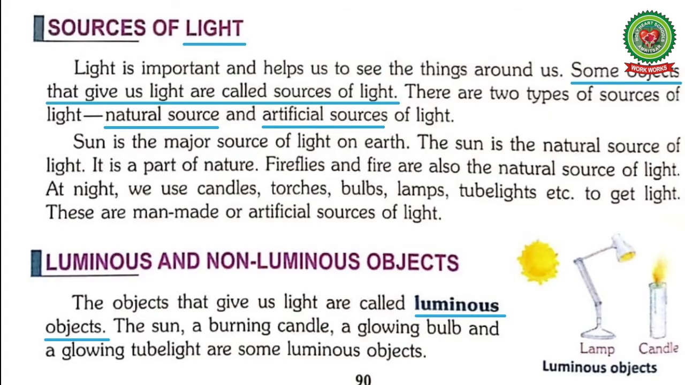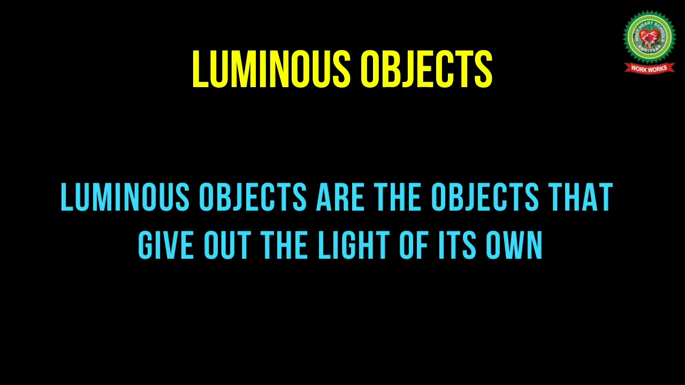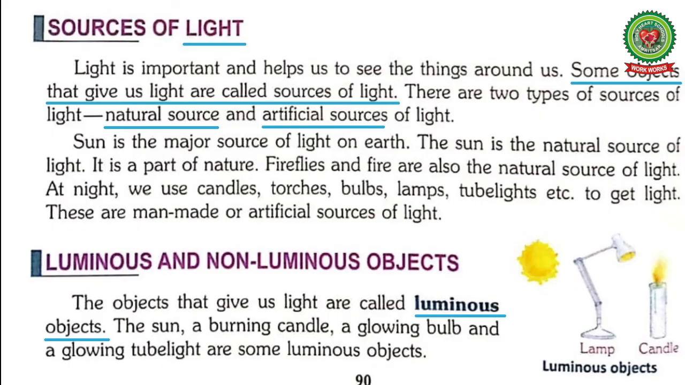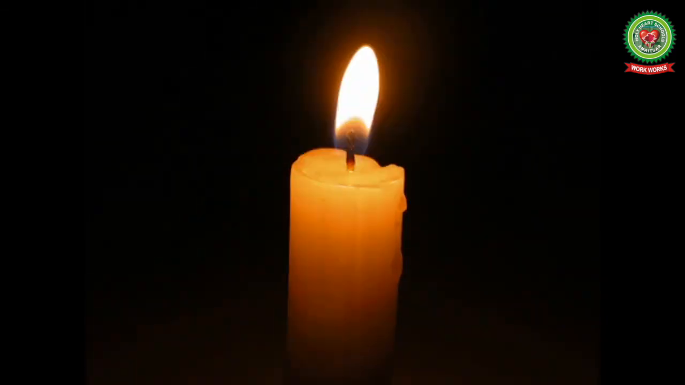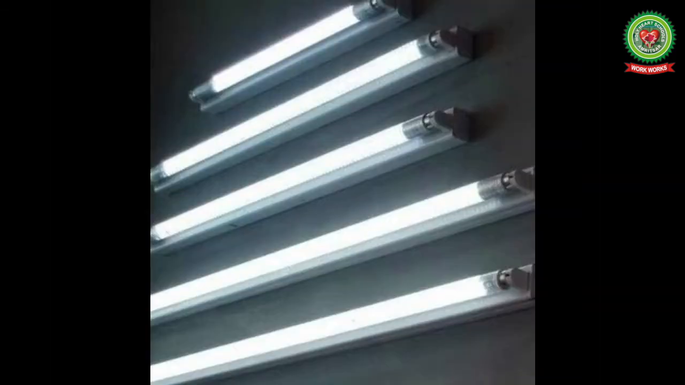Now students, come to the next topic, luminous and non-luminous objects. The objects that give us light are called luminous objects. Underline the word luminous objects and write down its definition. Luminous objects are the objects that give out light of their own. The examples of luminous objects are sun, burning candle, glowing bulb and glowing tube light.